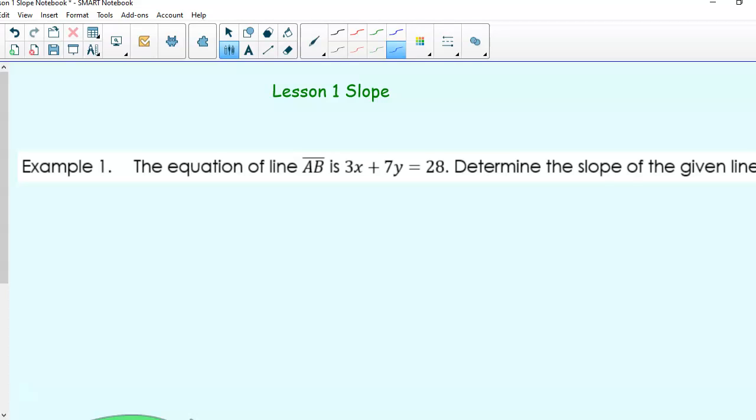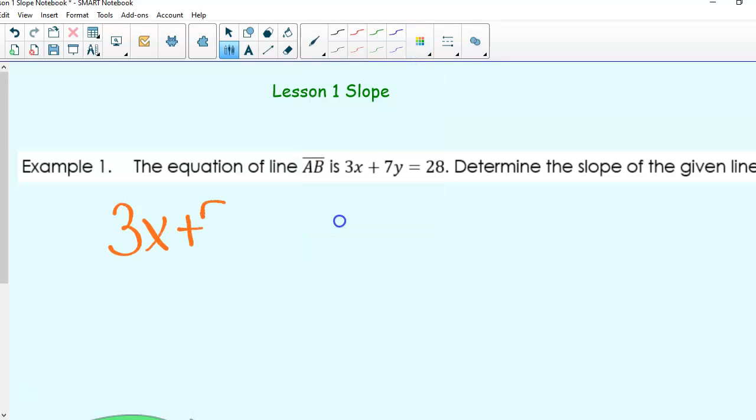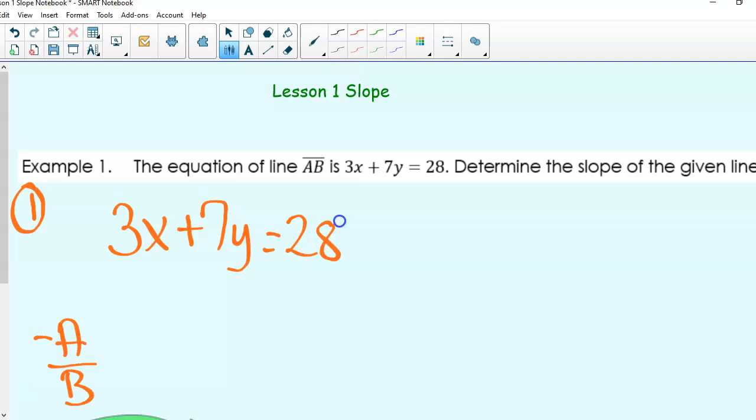Okay, so the first way we're going to find this is using example 1 from your notes, and it gives us the equation of line AB, and it says that that equation is 3x plus 7y is equal to 28. So the first method we can use is to calculate using our formula negative a over b. This works when you have ax plus by, so your x's and your y's are on one side, and then your constant is on the other.